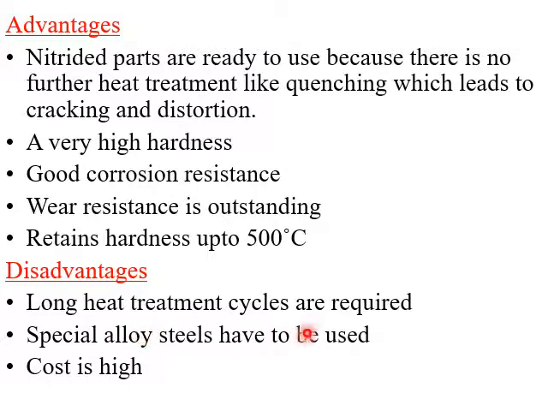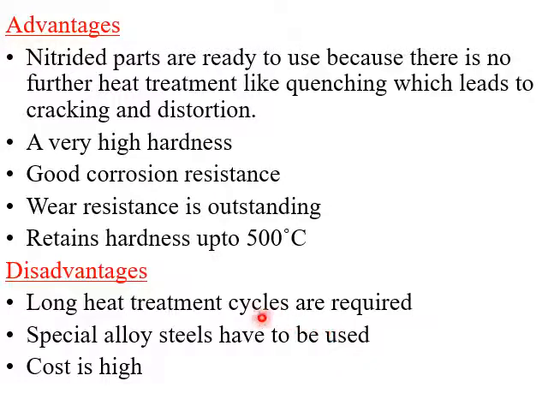The disadvantages: a long heat treatment cycle, because it takes 10 hours for a 0.5 to 0.7 mm thickness, so one has to wait a long time to get a small case depth. Special alloy steels also have to be used, because when the nitrogen particles diffuse into the steel, the alloys should be ones which form stable nitrides, like aluminum nitride, chromium nitride or nickel nitride.